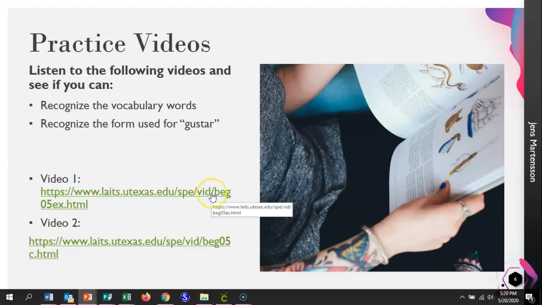Alrighty. We're going to show you a couple of videos. I'm going to show you a couple of videos where we're going to try to recognize the vocabulary words, and then we're going to try to catch the word gustar as part of the videos.